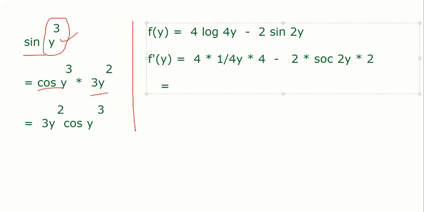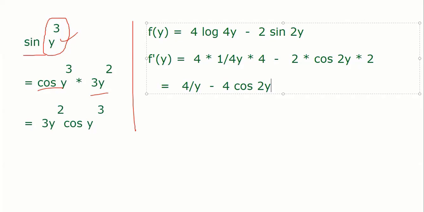So 4 cancels out with 4, 1 by y remains. So it is 4 by y minus 4 cos 2y. I wrote the sec by mistake, guys. I realized now. Thank you. So 4 cos 2y. Too easy, very good. Everybody got the same? 4 by y minus 4 cos of 2y.